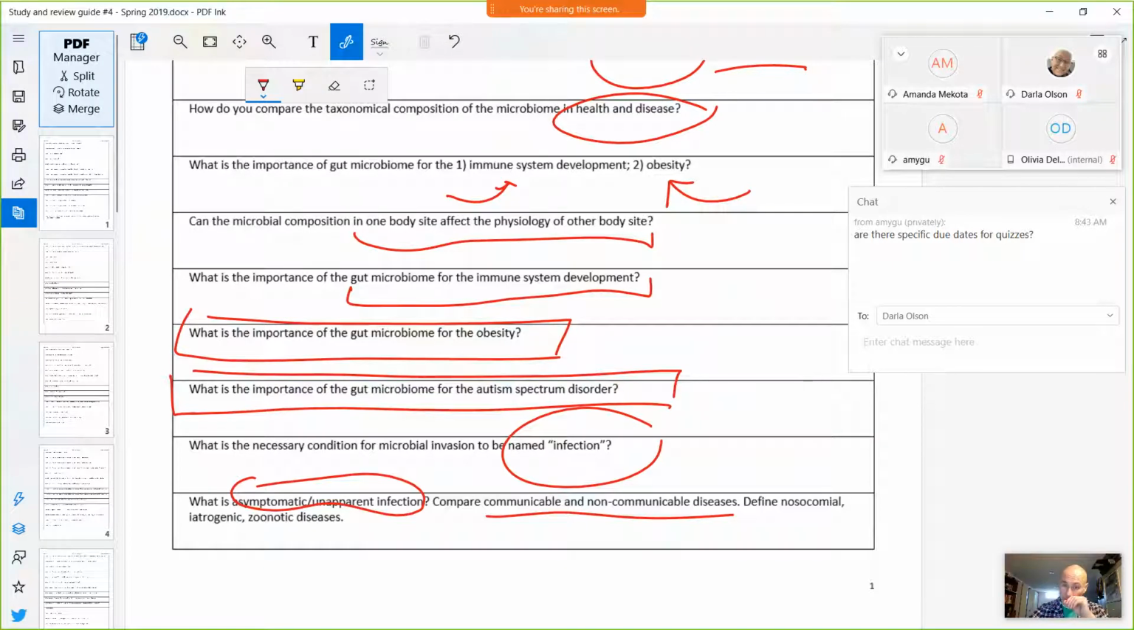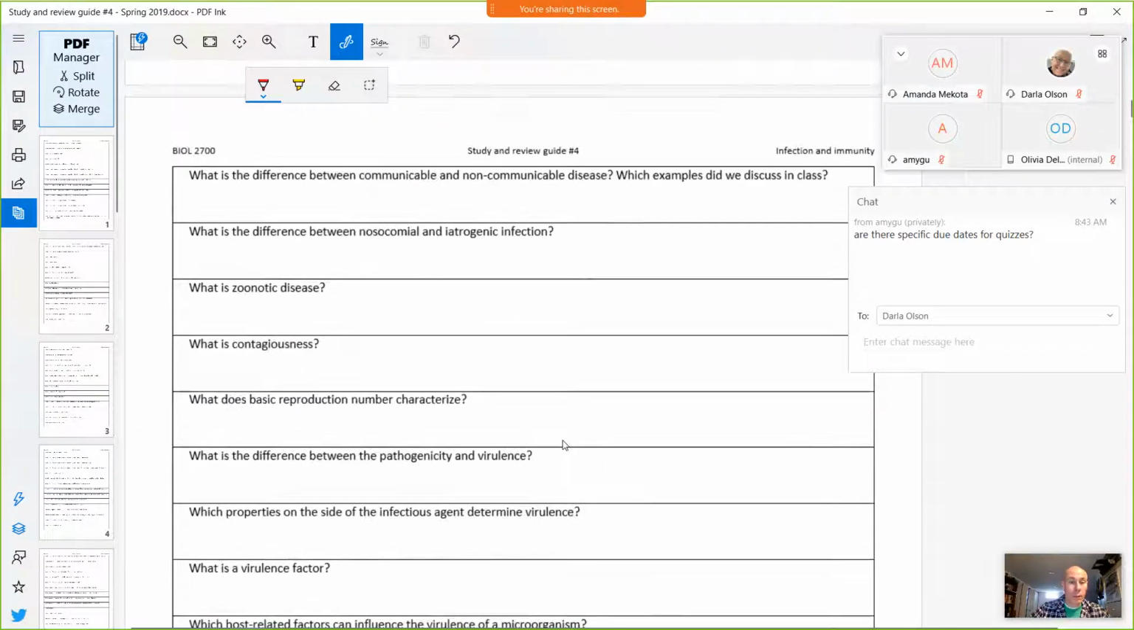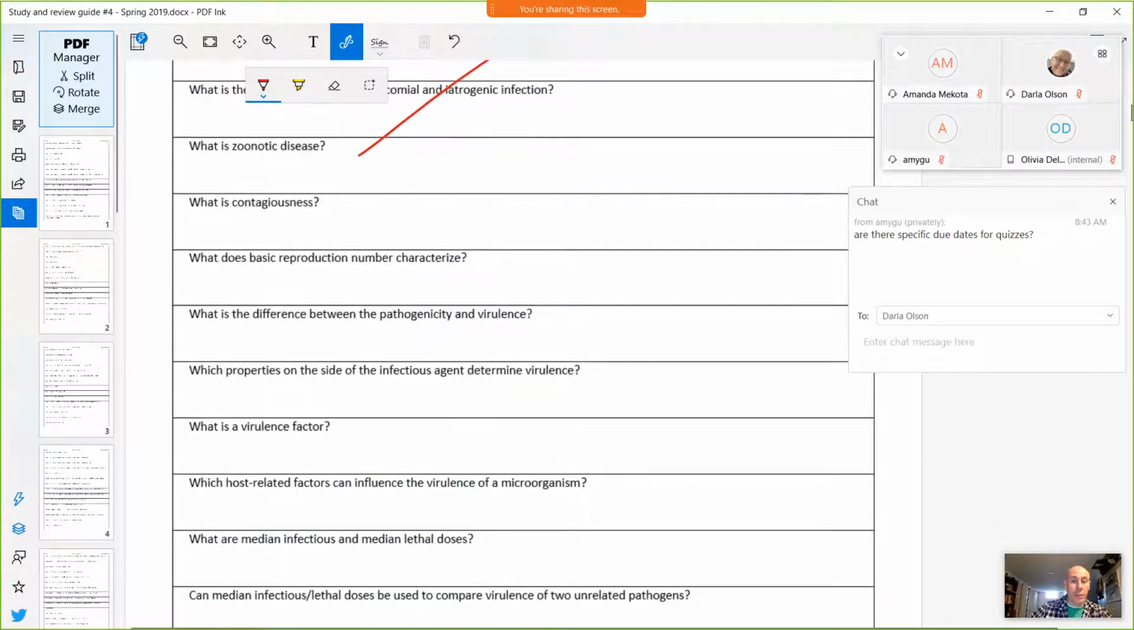Zoonotic, coming from animals, or can come from animals. The same disease can be transmitted between humans and from animals to humans. An example would be coronavirus. Yeah, for some reason I have it twice. Never mind. Probably I just copy pasted it, so we got this all. Contagiousness, it's not really a formal term. It's the ability of a microorganism to infect.